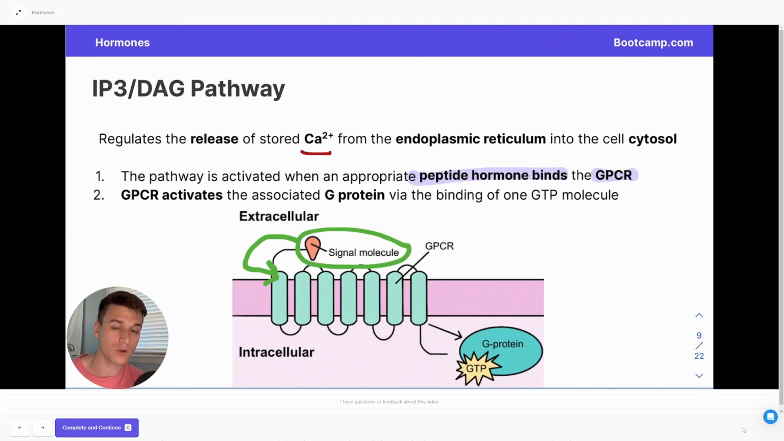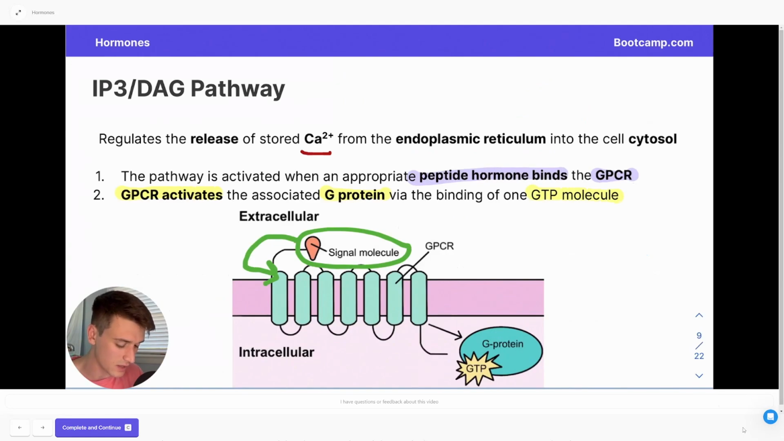Remember, peptide hormones never cross directly through the cellular membrane into the intracellular environment. From there, the GPCR is going to go ahead and activate that G protein that is connected within the intracellular environment. In this case, this is going to occur by binding one molecule of GTP, a molecule that is very similar to the high energy molecule ATP. And so we can see that as well.